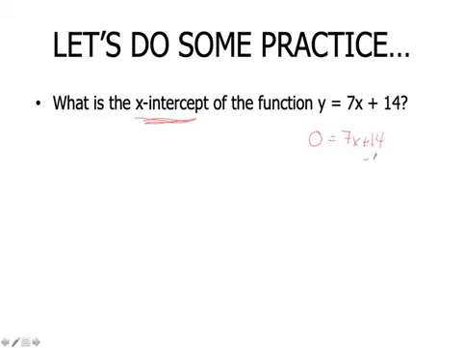And then I'm going to subtract 14 from both sides. There we go. And that gives me negative 14 equals 7x. So now I'm going to divide both sides by 7. And that leaves me with x equals negative 2. So the x-intercept of this line is negative 2. Put differently, as a point, that's (-2, 0).